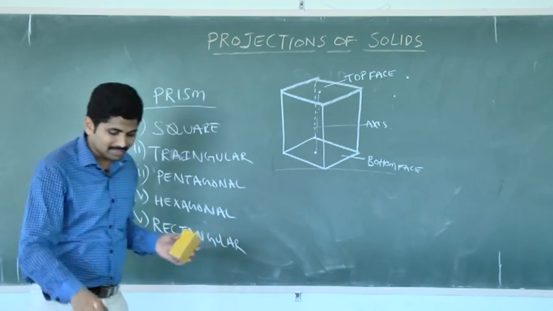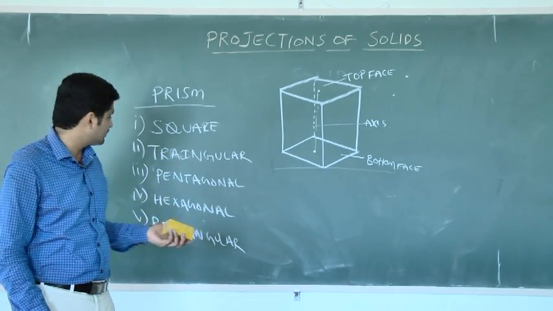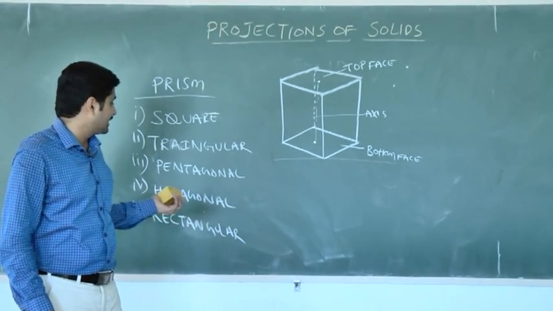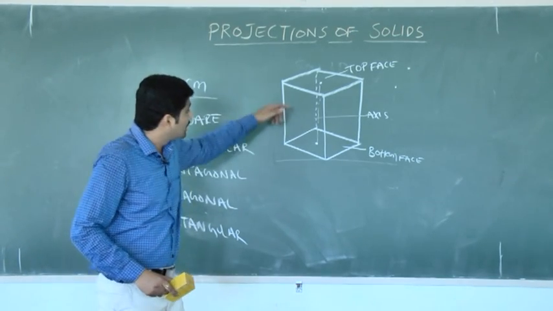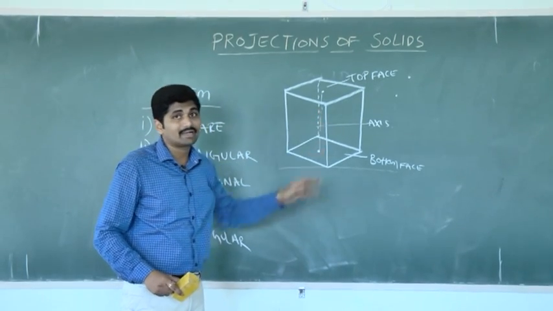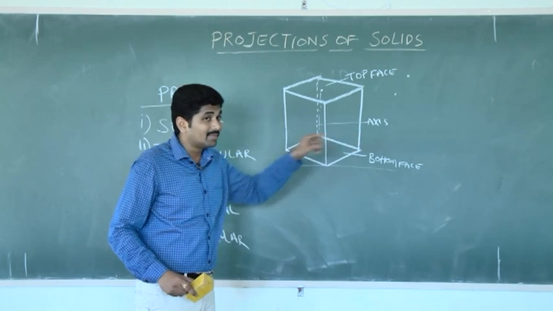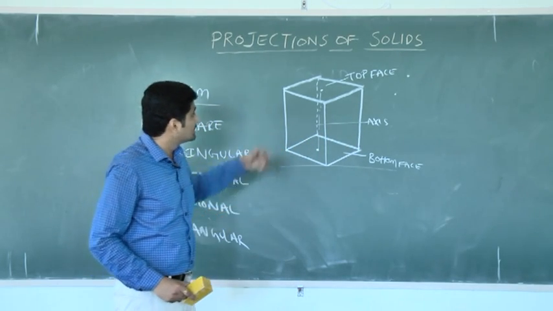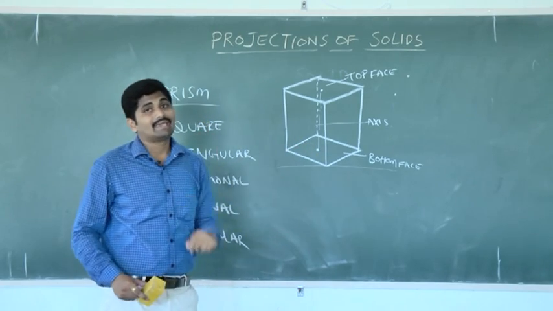We have already seen the types of prisms: square prism, triangular prism, pentagonal prism, hexagonal prism and rectangular prism. Here we observe the square prism. The top face and bottom face are square-shaped and the surrounding faces are rectangular. You can also observe the axis line, the imaginary line drawn from the center of the top face to the center of the bottom face.